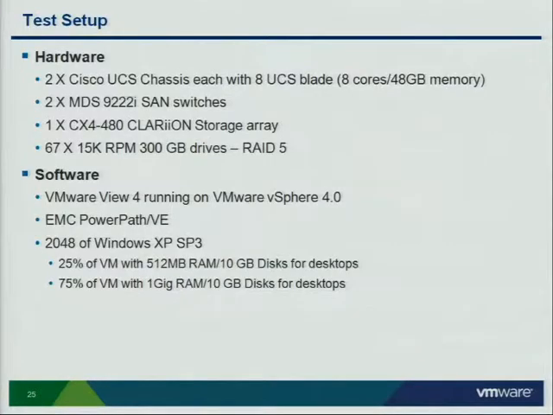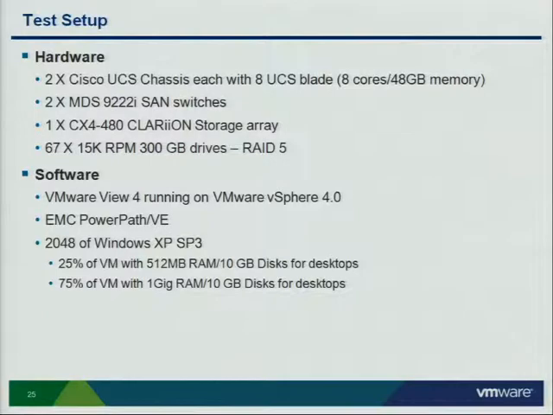And here's the test setup for hardware and software. For hardware, again, as I mentioned, there were 2 chassis. Each had 8 cores on them. These were Nehalem-based blades with 48 gig of memory on there. And then, of course, you had the SAN switch and the Clarion storage devices. I'll go into the actual configuration for the storage and how we set up the LUNs and so forth in a minute. Software-wise, of course, 4.0 with vSphere.